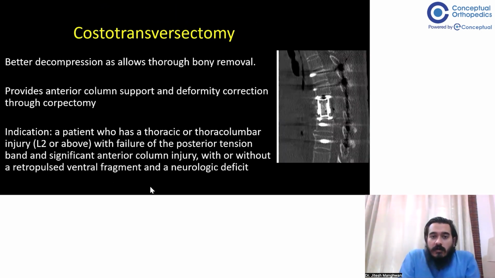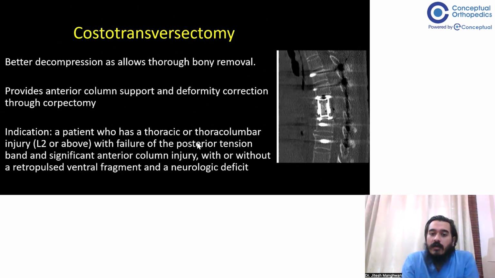Costotransversectomy is the approach wherein a better direct decompression is done with thorough bony removal. In the costotransversectomy approach, we go a bit more lateral via the area where there is an articulation of the rib with the spine. We knock that articulation off and start reaching the spinal column from there. We give the anterior support in the form of a cage with bone graft, and we do the deformity correction by doing the corpectomy, or complete removal of the bony structures.